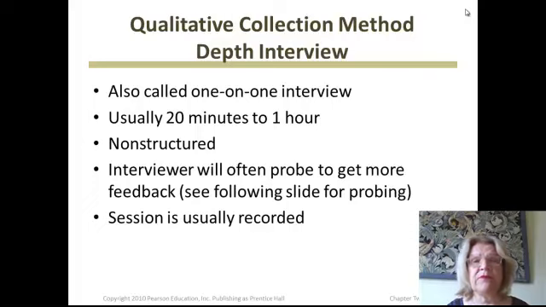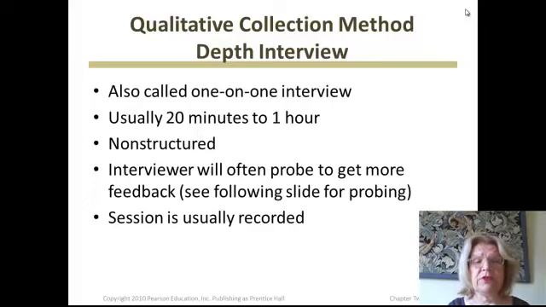One type of interview is called depth interview. It's a one-to-one interview that lasts generally not much more than 20 minutes. It is non-structured, and goes along. The interviewer leads the person being interviewed to obtain the answers with probing questions.